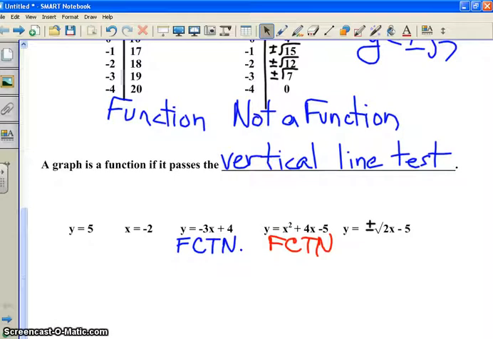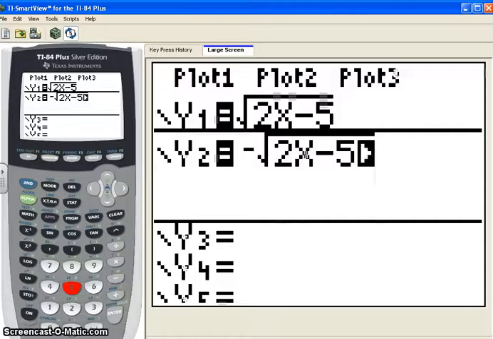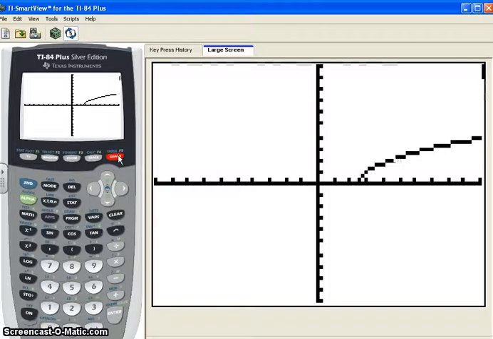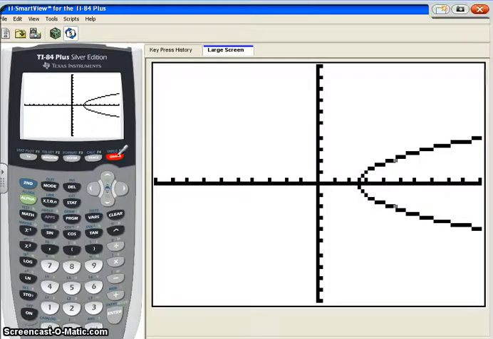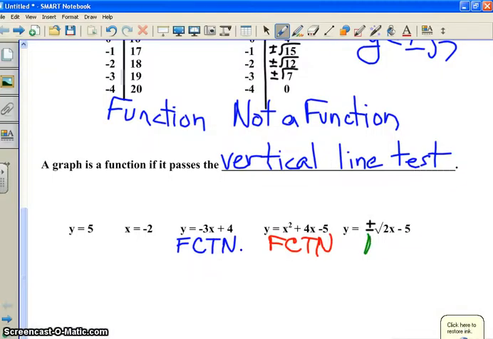Next, we'll graph y equals plus or minus square root of 2x minus 5. There's our positive square root, our negative square root. When we graph, we get a sideways parabola. So now when I do my vertical line test, like at x equals 4, I hit my graph in two locations. Looks like positive 4, positive 2, and positive 4, negative 2. So x value of 4 has two different y values, so this is not a function.